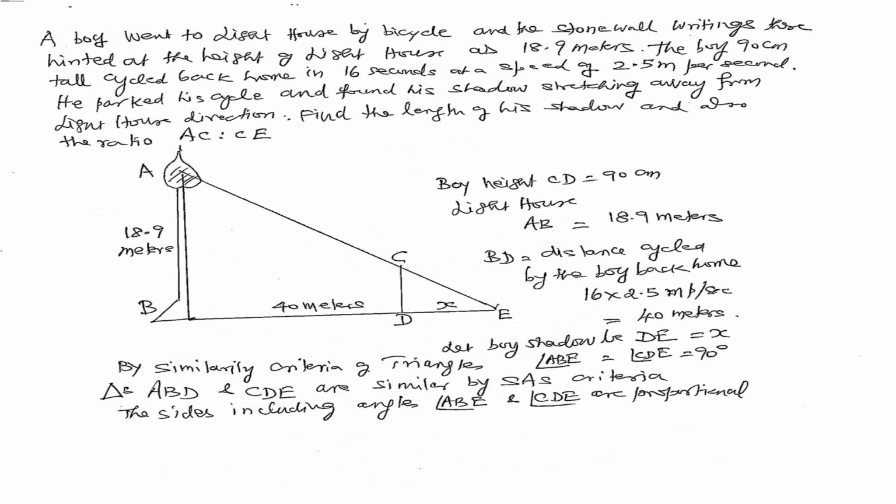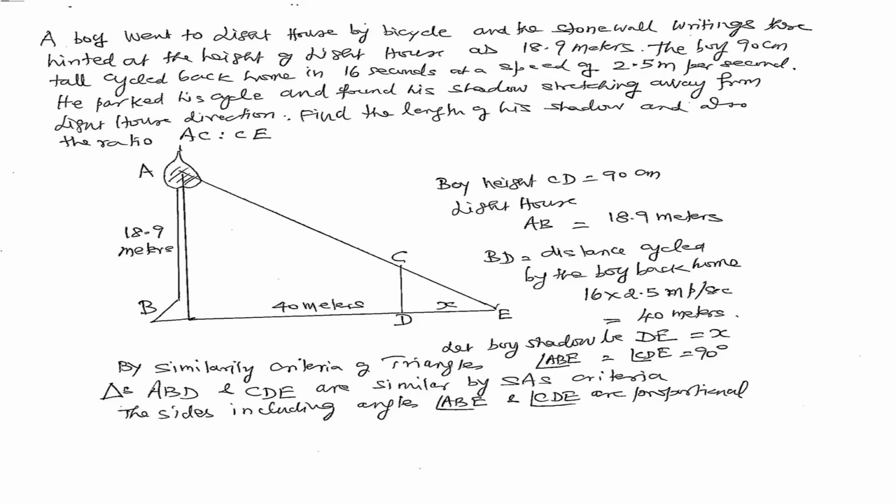A boy went to a lighthouse by bicycle, and in the stone wall writings there he found the height of the lighthouse was stated as 18.9 meters. The boy is 90 centimeters tall, cycled back home in 16 seconds at a speed of 2.5 meters per second. He parked his bicycle and found his shadow stretching away from the lighthouse direction. Find the length of his shadow and also the ratio of AC is to CE.